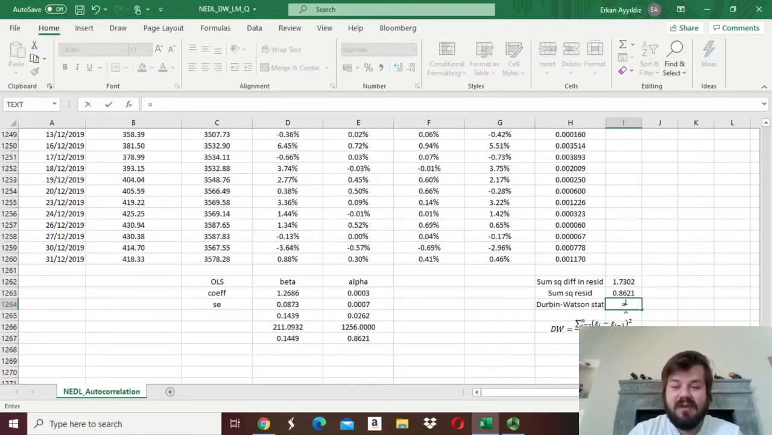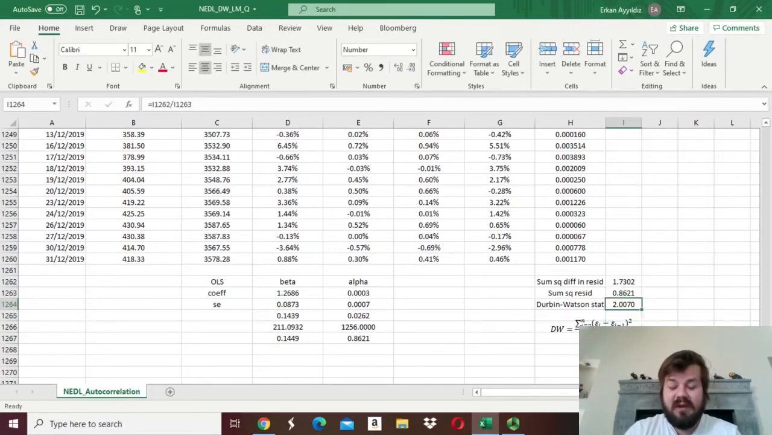And then finally, our Durbin-Watson stat would be just the numerator, the sum squared difference in residuals, divided by the sum squared of residuals, so the RSS, as some of you might know it alternatively. And we enforce the formula and get 2.0070.